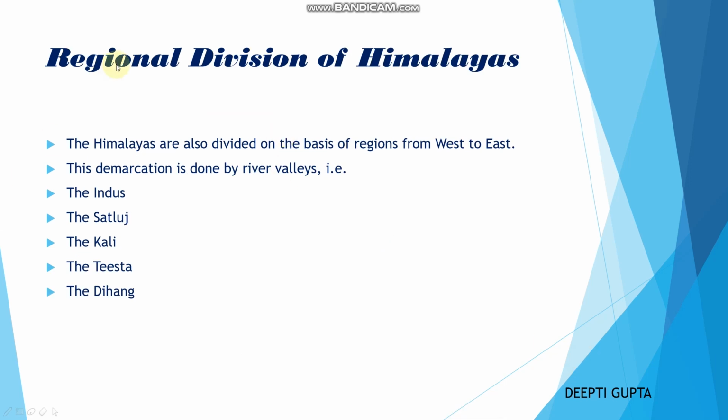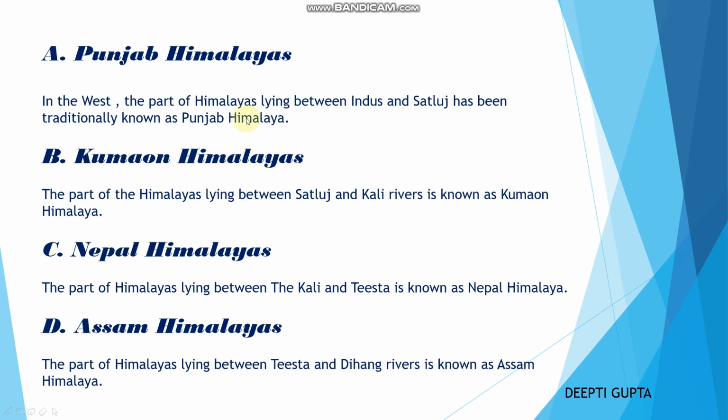Now there is one more division of the Himalayas on the basis of region. The Himalayas are also divided on the basis of regions from west to east. This demarcation is done by river valleys. We have almost 5 to 6 rivers: Indus, Satluj, Kali, Tista and Dihang. So we can see it here.